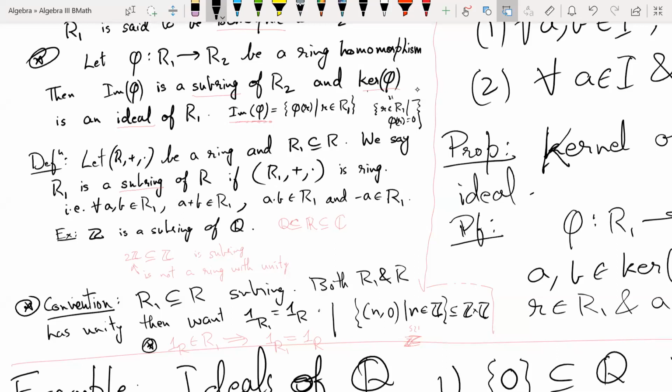So let's keep this convention. When we talk about subrings, if both have unity, then we will insist that the unities match. This follows immediately if the unity of the bigger ring lies in the smaller ring, but otherwise we insist. Usually these are the subrings, and in many applications, this is what a subring is.